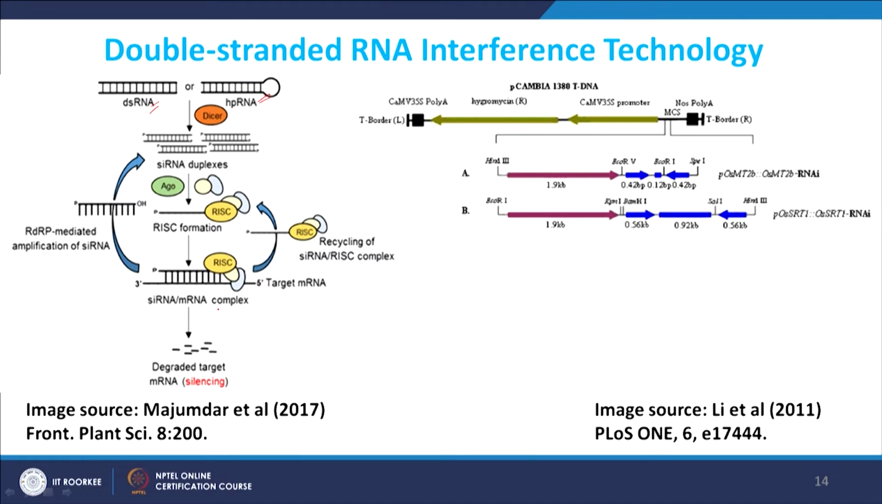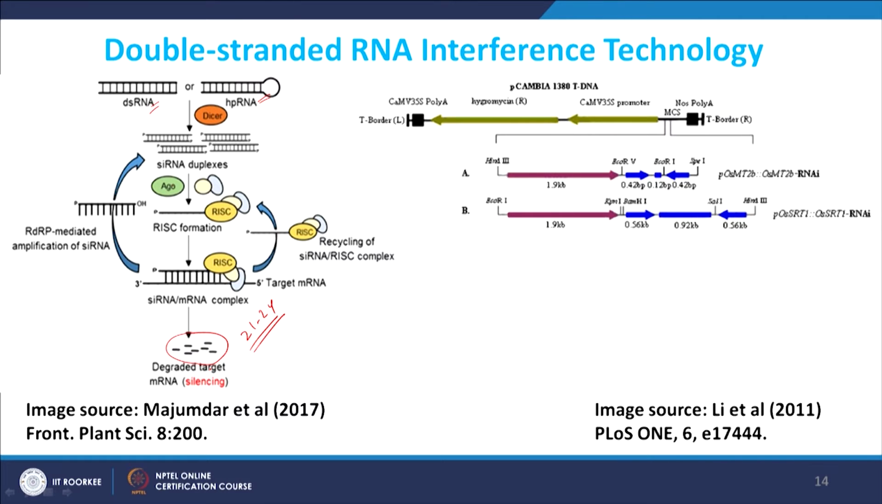I will not go into the detail, I am sure you would have already studied it, and then it generates very small 21 to 24 nucleotide single stranded antisense RNAs, and these RNAs can go and pair with the endogenous messenger RNA, and then they will either target that messenger RNA for degradation, or they can inhibit protein synthesis, or they can do epigenetic regulation. Any kind of regulation is possible.